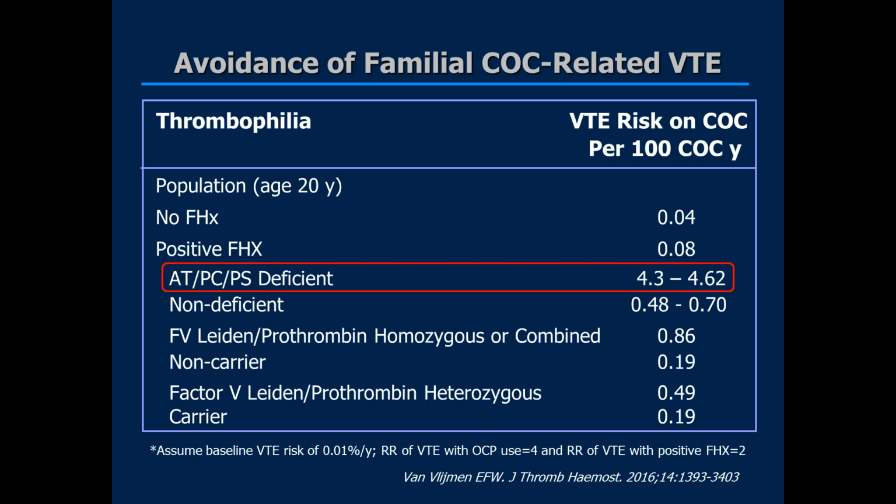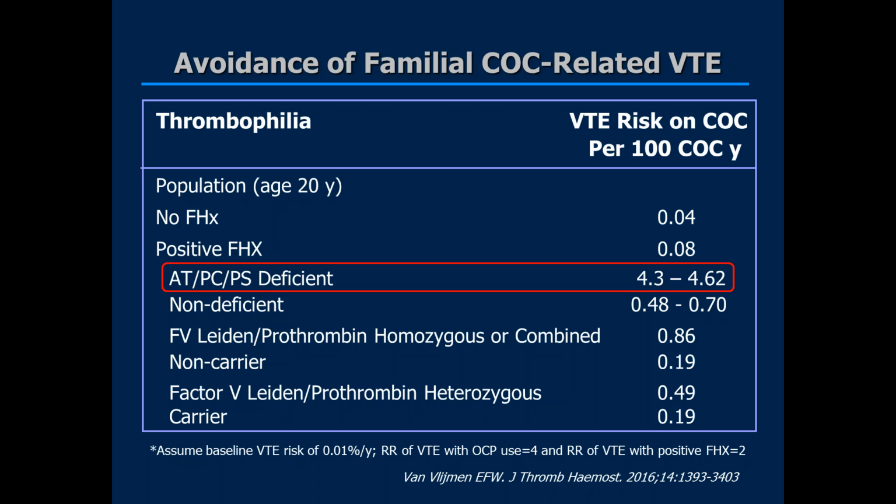If we look at women from families with the factor V Leiden or prothrombin gene mutation, in non-deficient members, the risk of venous thromboembolism on combined oral contraceptives is 0.19% per year. So that's actually quite low again, but not as low as in the general population. For those who happen to be homozygous for one of those mutations or have a combined thrombophilia, the risk of venous thromboembolism approaches 0.9% per year, whereas if you're heterozygous, it's about half that, at about 0.5% per year. So one of the things that this slide makes clear to me is that it's not all that clear that one of these other thrombophilias, the factor V Leiden or prothrombin gene mutation, is an absolute contraindication to combined oral contraceptive use, as is outlined in those medical eligibility criteria.